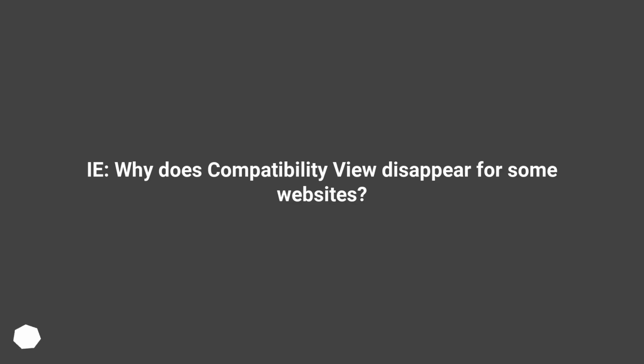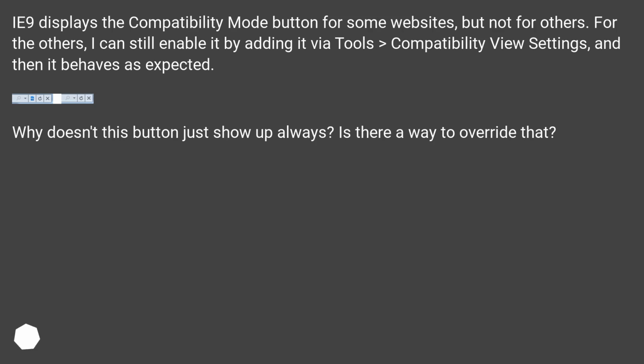Why does Compatibility View disappear for some websites? IE9 displays the compatibility mode button for some websites, but not for others. For the others, I can still enable it by adding it via Tools > Compatibility View settings, and then it behaves as expected.